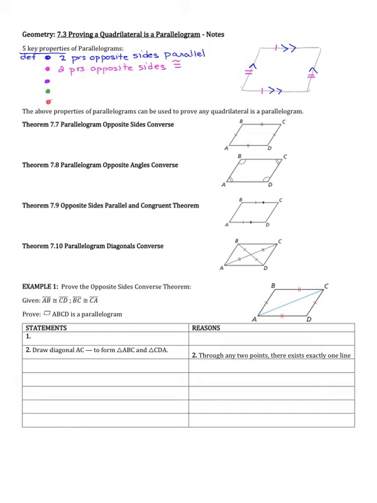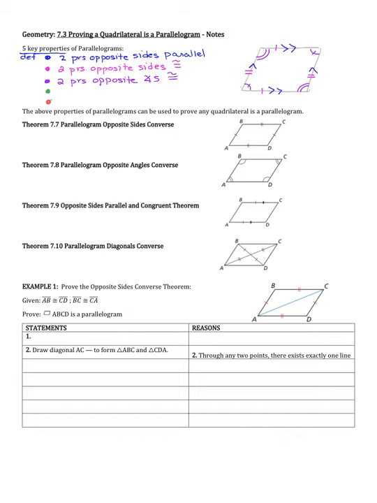Then that third property is we have opposite angles. So you have 2 pairs of opposite angles are congruent. So this angle is congruent to this angle, and this angle is going to be congruent to this angle.